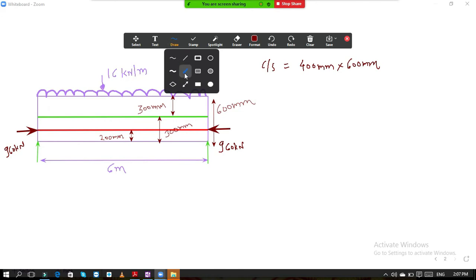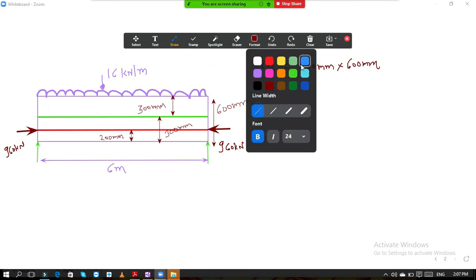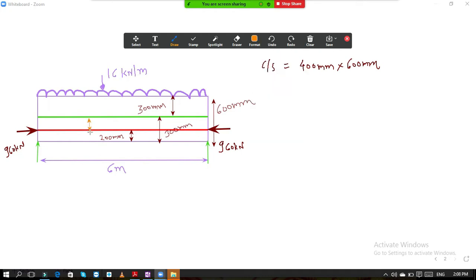Okay. So finally, our eccentricity will be, this is our eccentricity E, and E is equal to how much? This 300 minus 200, so it is 100 mm. This is the eccentricity. And what they have asked us is to calculate sigma top, that is sigma T, stress at top, and sigma bottom, that is sigma B. This we need to calculate.